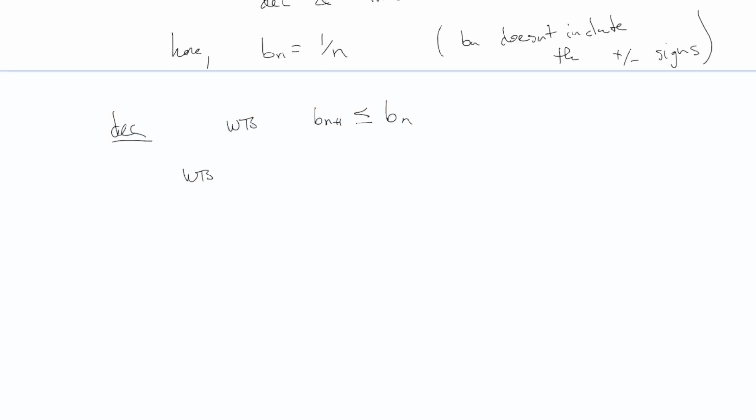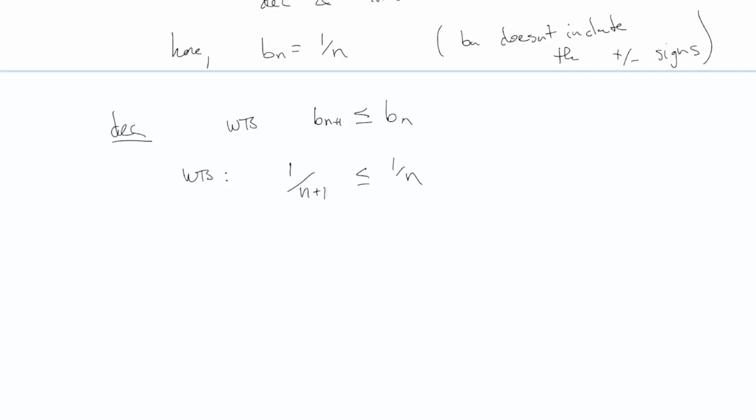So what I want to show is, plug in here, b_(n+1) is less than or equal to b_n. Well, b_n is just what it is. It's 1 over n. I said up here, this is what b_n is, 1 over n. And then what's b_(n+1)? It's 1 over n plus 1. You just replace the n by n plus 1. All right? That's what I want to show.